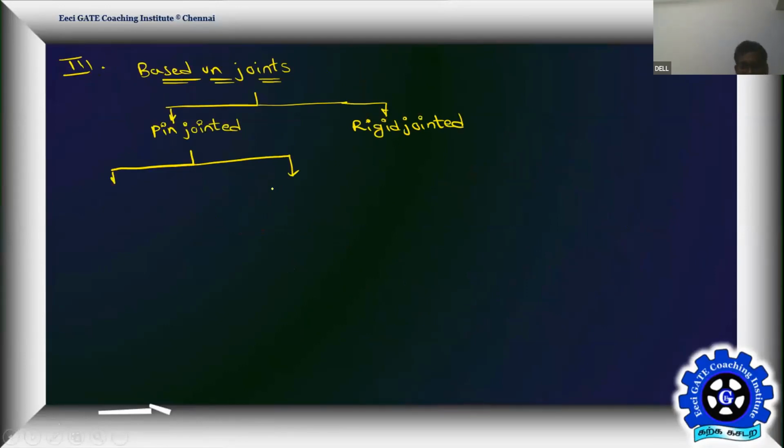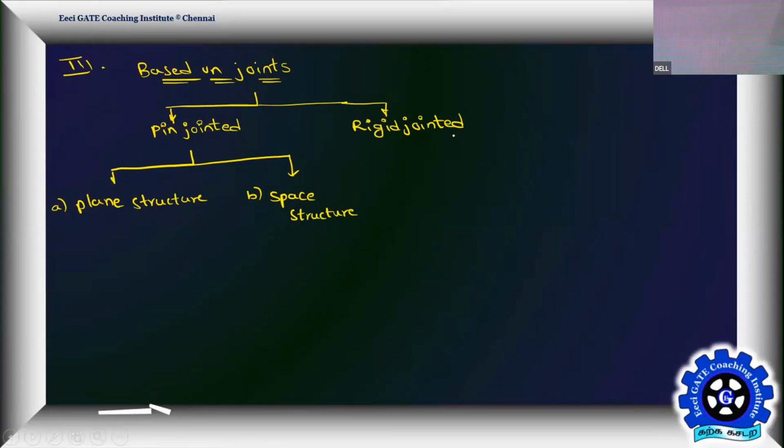Are you able to follow what I am trying to say, students? Yes, sir. So the first one can be plane, or it can be space. Yes or no? So we can have a pin jointed plane structure, or a pin jointed space structure. Two things are there.